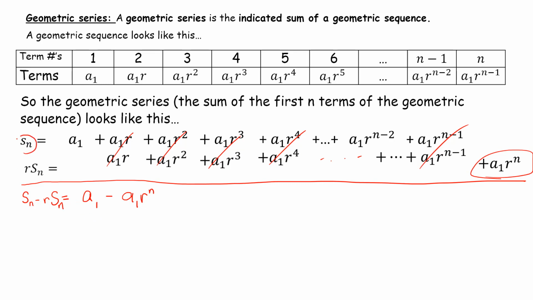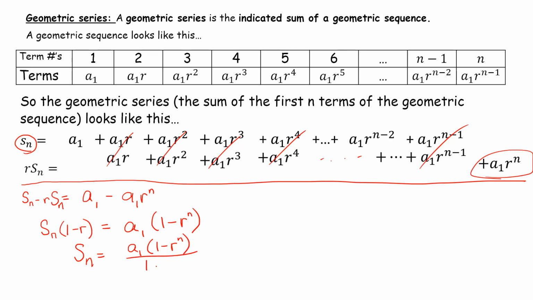I'm trying to find a formula that will tell me how to add the first n terms of a geometric series. So I need to isolate s sub n. That's what I'm looking for, a formula for s sub n. So I'm going to factor out the s sub n on the left side. I'll be left with 1 minus r. And on the right side, I'm going to factor out the a sub 1, and I'll have 1 minus r to the n power. And so s sub n is going to be a sub 1 times 1 minus r to the n over 1 minus r. So this is the formula for adding up the first n terms of a geometric series.